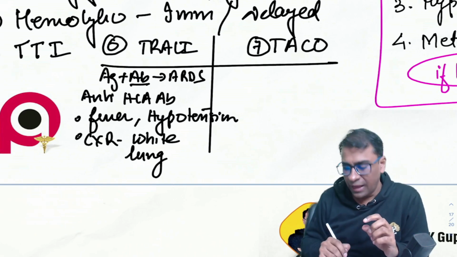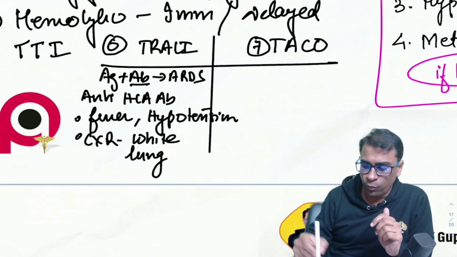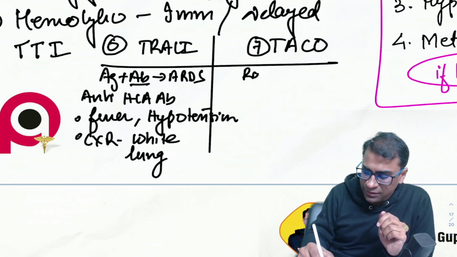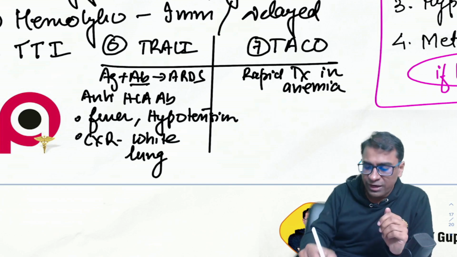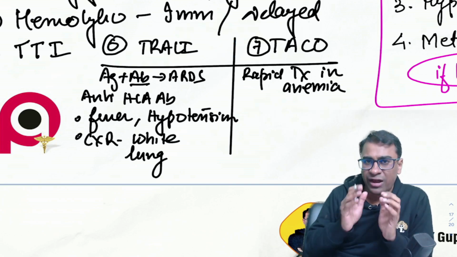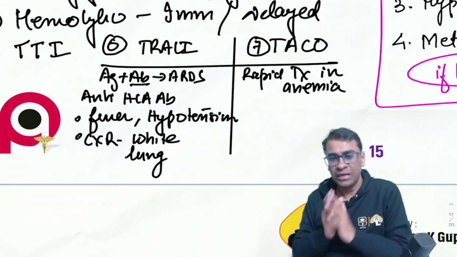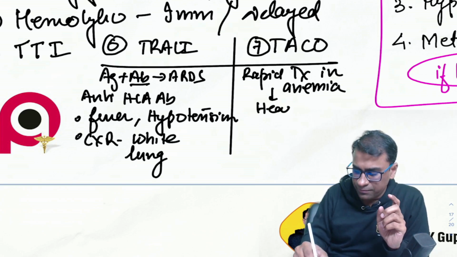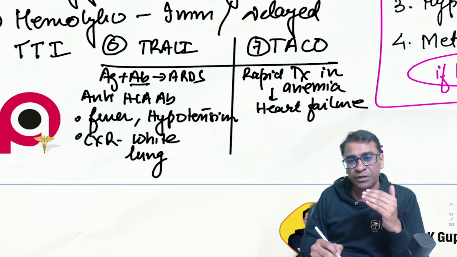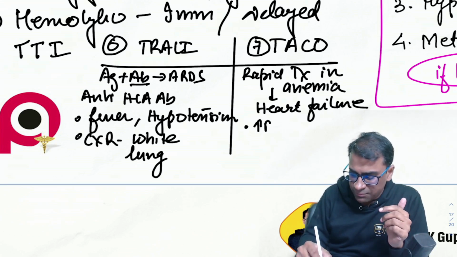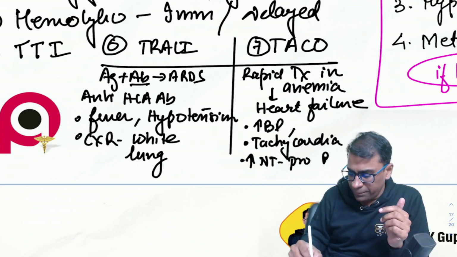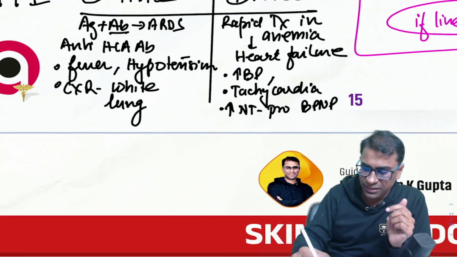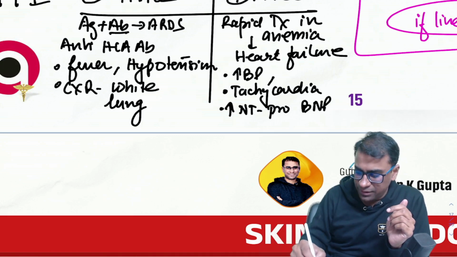However, TACO, which is transfusion associated circulatory overload, is often due to a rapid transfusion in anemic patients. So if you give blood fast, then there can be transfusion associated circulatory overload. This causes heart failure. So because they have heart failure, it will lead to, first of all, increased blood pressure, tachycardia, and very importantly, they'll have increased NT pro BNP. NT pro BNP is very high in case of TACO.